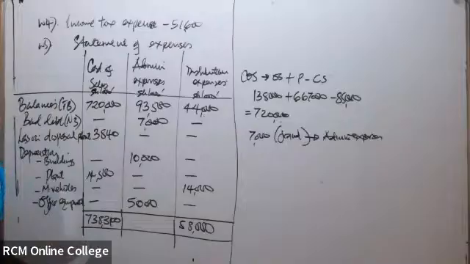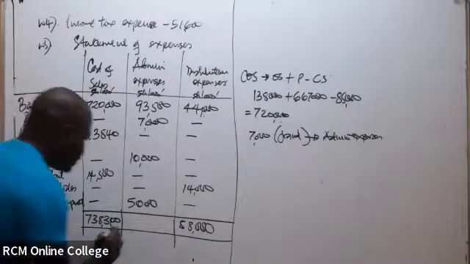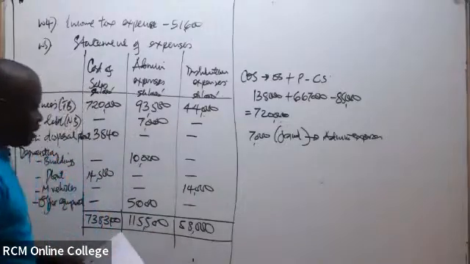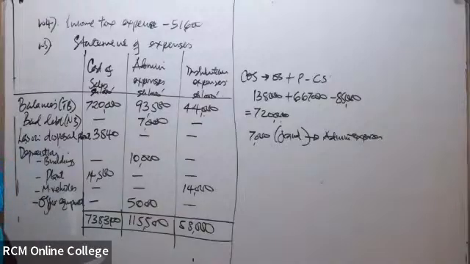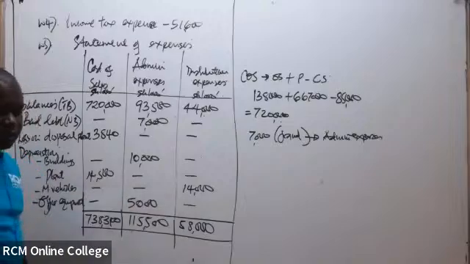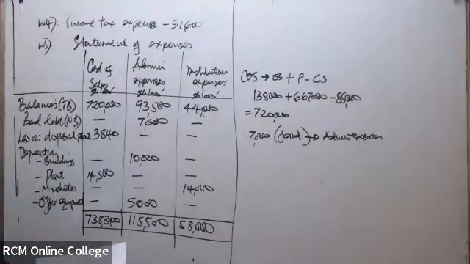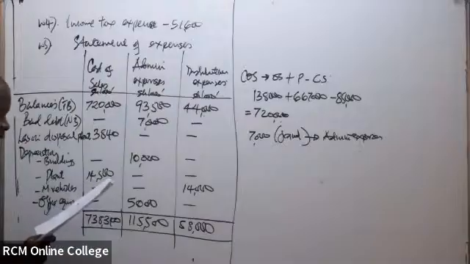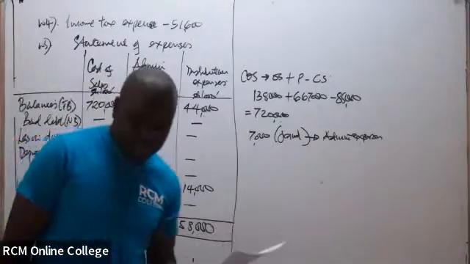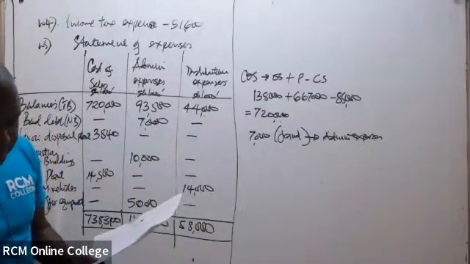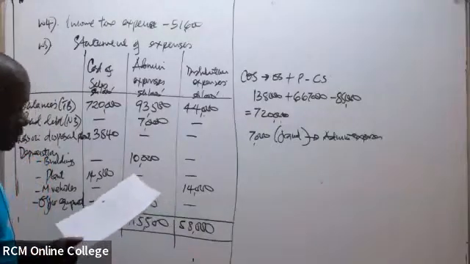What about admin? Admin is 115,500. And I hope this one is okay. I've just added, I think it's 58. So this plus this, you should be able to get 58. So that ends up becoming our statement of expenses. Once you have the statement of expenses, you can now prepare your statement of profit or loss.